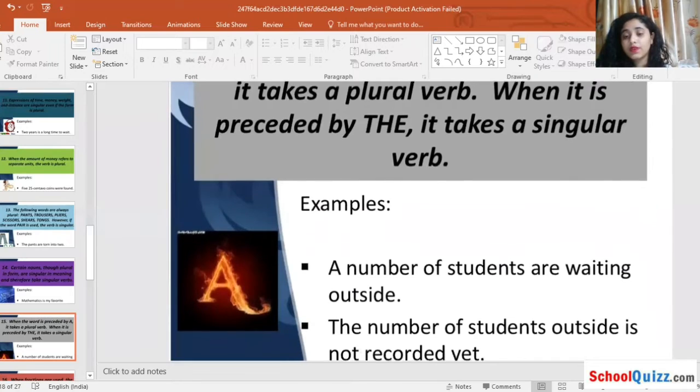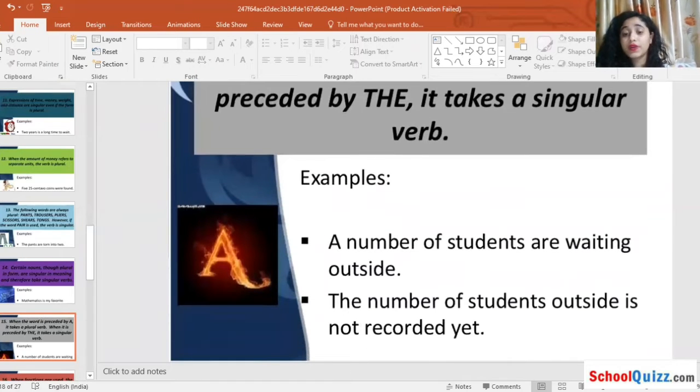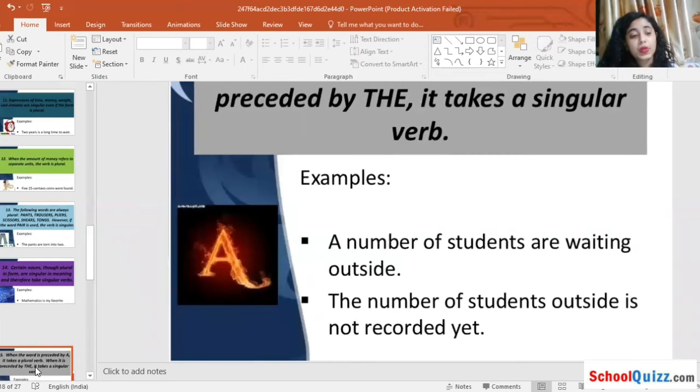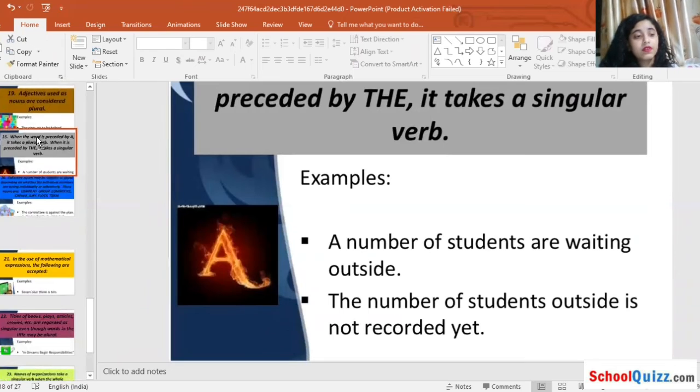Now here, the number of students outside is not recorded yet. See, we have to record. So accordingly, we have to see the sentence and put the words accordingly. So you can memorize this rule that when the word is preceded by A, it takes a plural verb. And when the word is preceded by the, it will be taken as a singular verb. Okay. So I hope I'm clear with that.